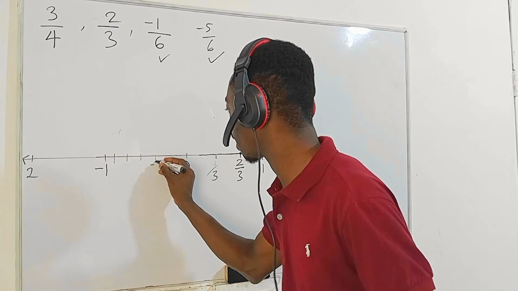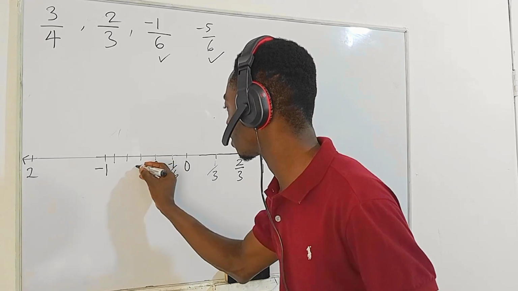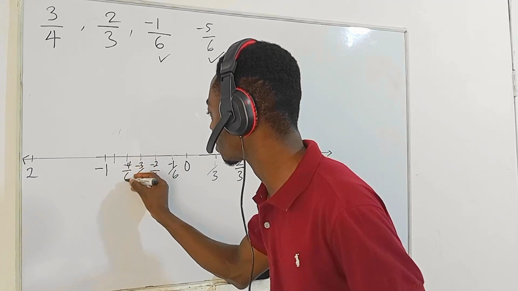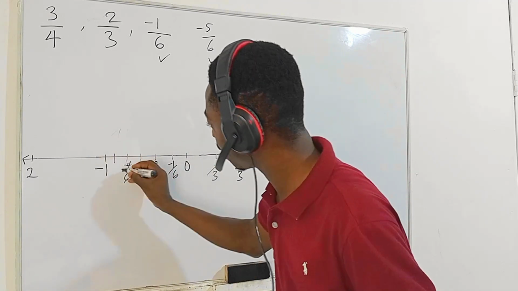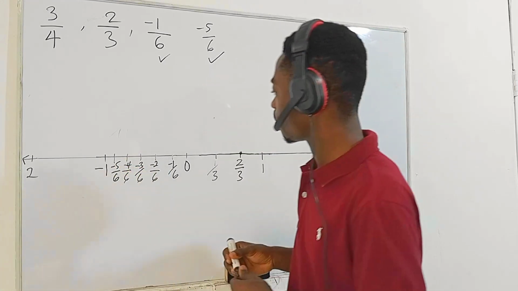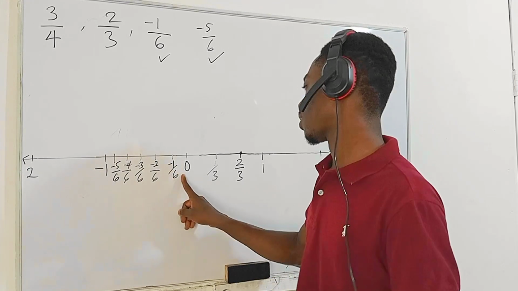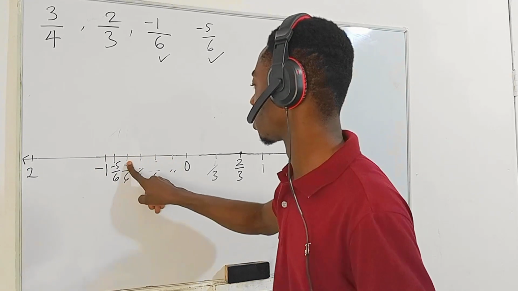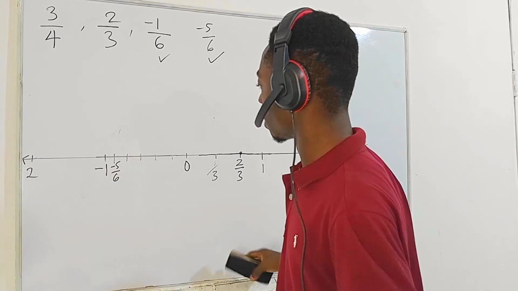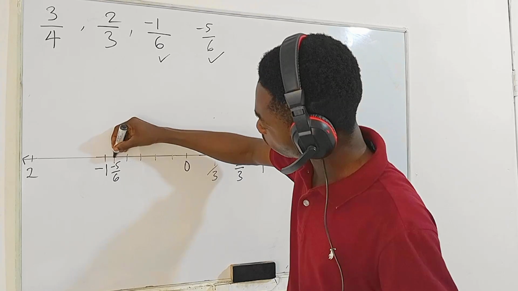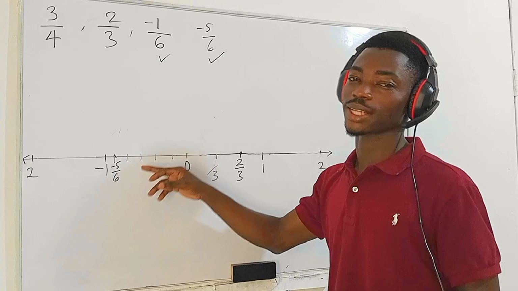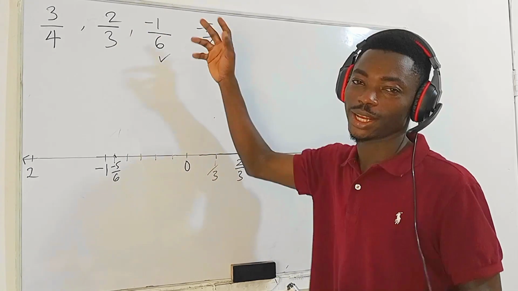So the first one here is going to be negative 1 over 6. This is going to be negative 2 over 6. This is negative 3 over 6. This is negative 4 over 6. And this point right here will be negative 5 over 6. Because we are not interested in these, obviously we can get rid of them, so that it will look nicer. So let me do that really quick. Yes, so this is where negative 5 over 6 is going to be. So now that we have these intervals, obviously we can locate what negative 1 over 6 is.